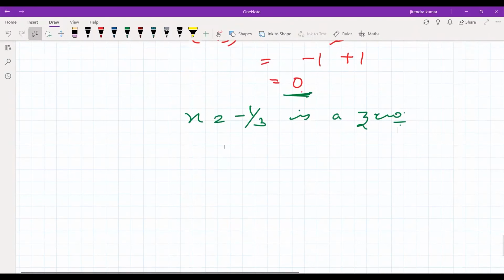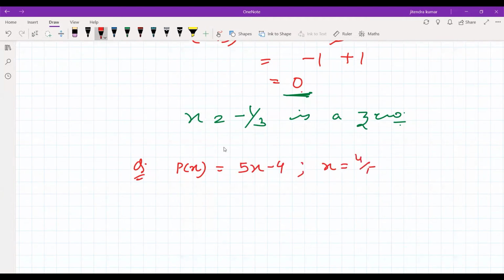Okay, so now try this one. It is given p(x) is equal to 5x minus 4, and the value of x is given as 4 by 5, and you have to verify whether this value is a zero of this polynomial or not. Please verify and answer, is it a zero of this polynomial or not.